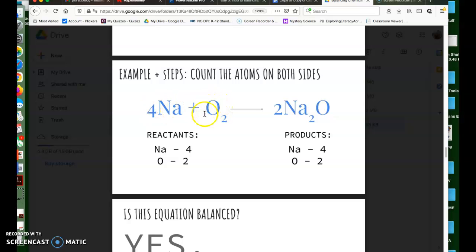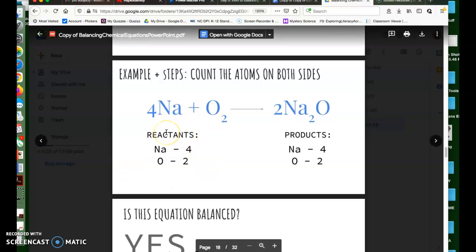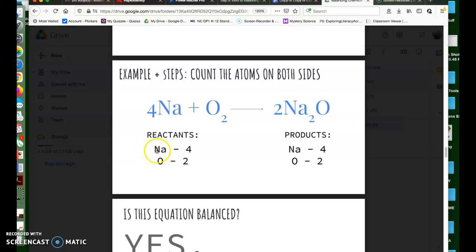And 2 atoms of oxygen, because while I don't have a large coefficient here, I know that the subscript tells me that 2 oxygens are bonded together. So I'm going to create a little chart like this down here. Na equals 4, oxygens equals 2. Now let's go to the product side. I've got Na2O.